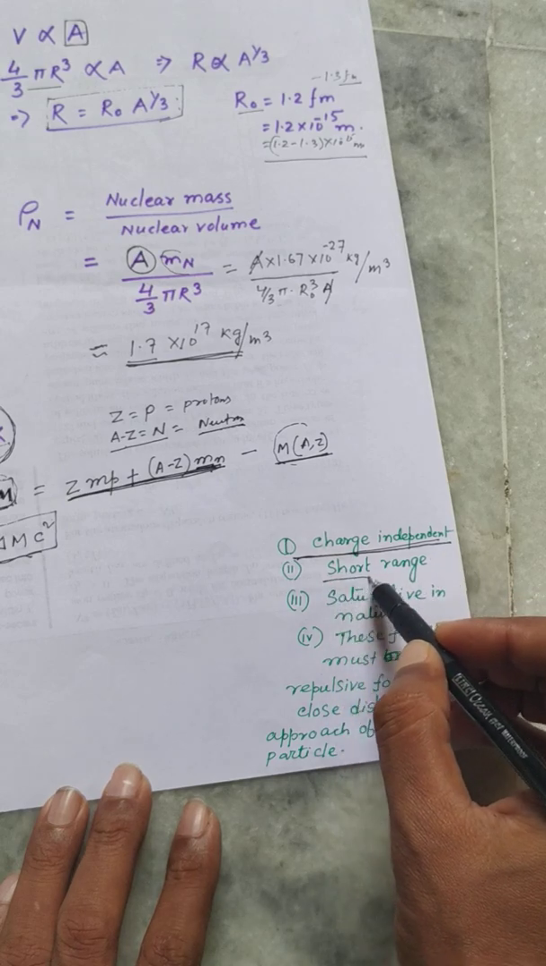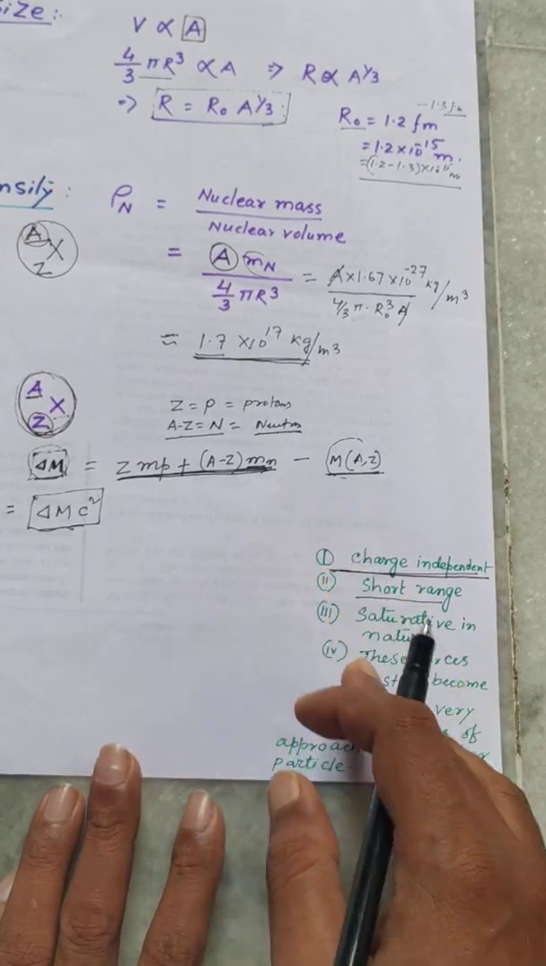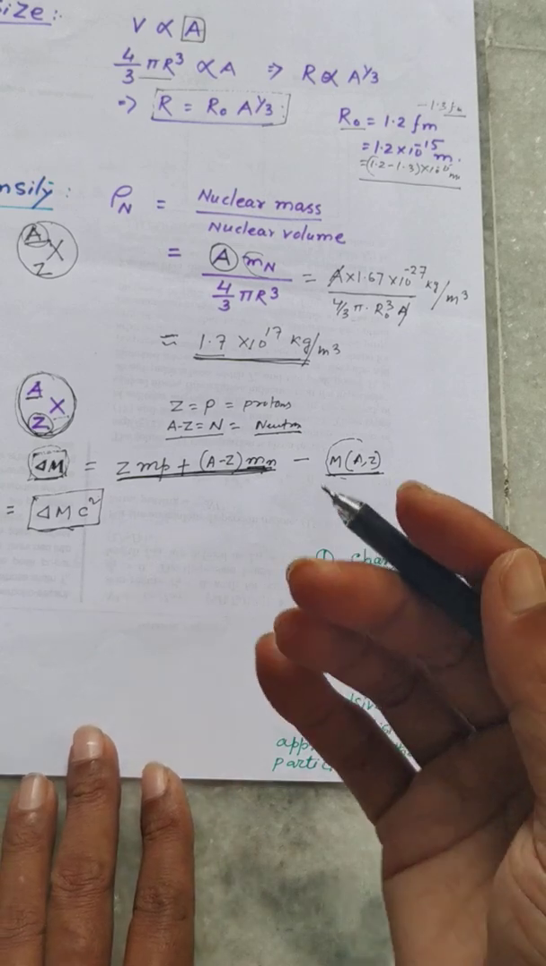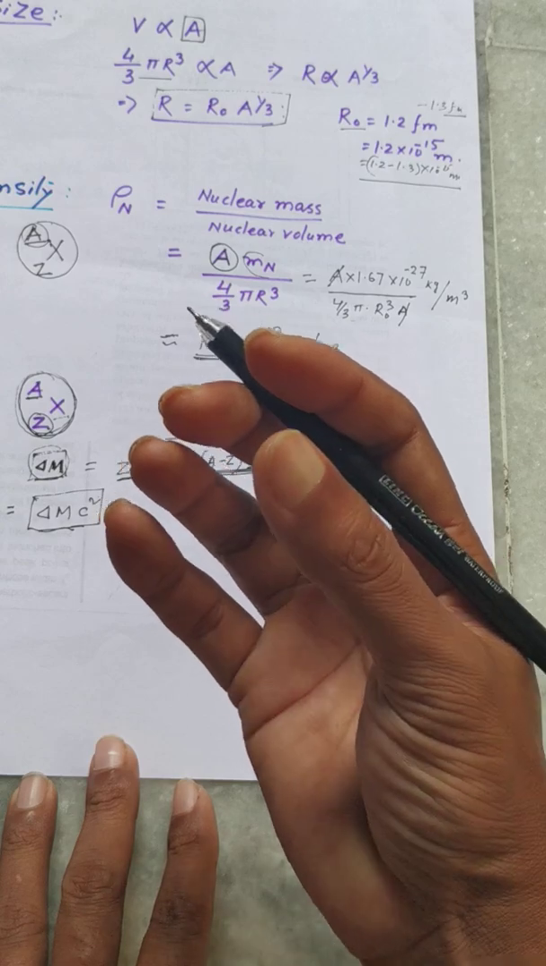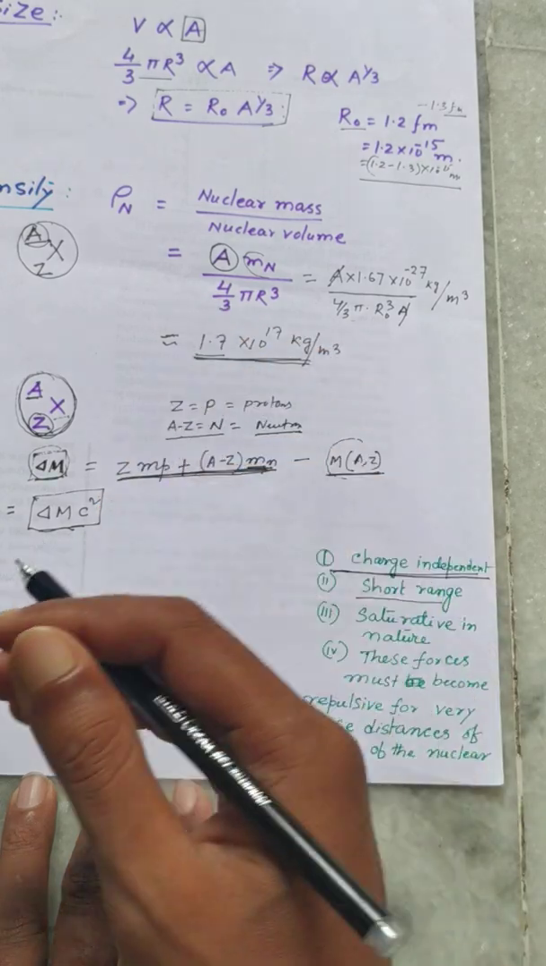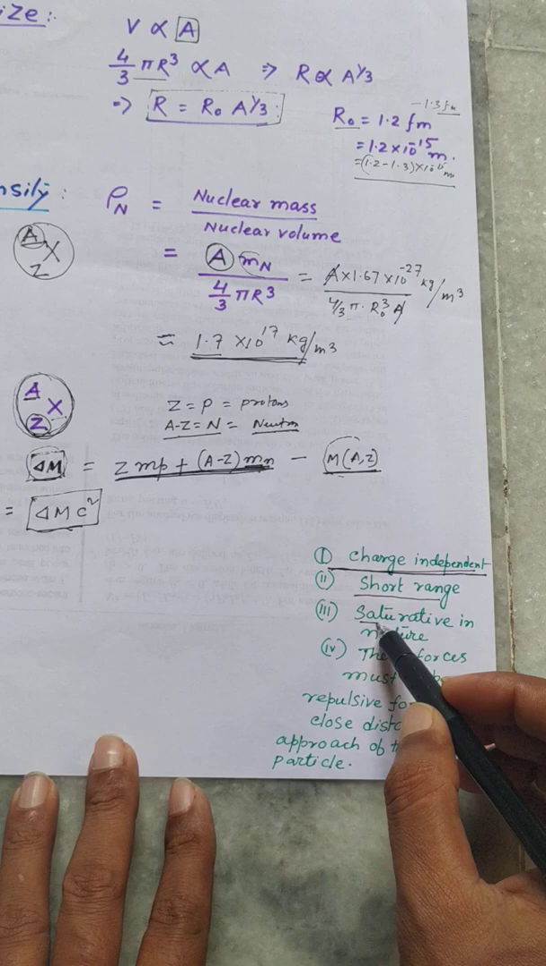Number 2, the force is a short range force. Short range force means one nucleon interacts with a limited number of nucleons, so the force will be saturative in nature.